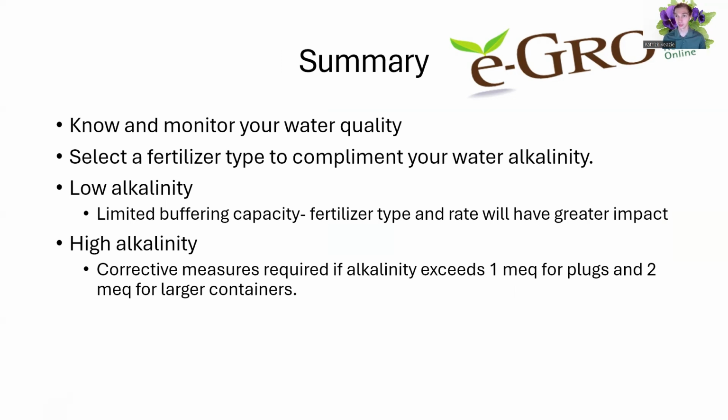If you're in low buffering capacity areas and low alkalinity, you have no buffering capacity, so you're going to need to use something that's not nearly as acidic to prevent that change in pH over time. Compared to a high alkalinity area, using a more acidic fertilizer to remove some of the alkalinity in your water is important. And then for high alkalinity, corrective measures are required if you exceed 1 for very small plugs and 2 for larger containers. So understanding container size and your water quality is also very important.